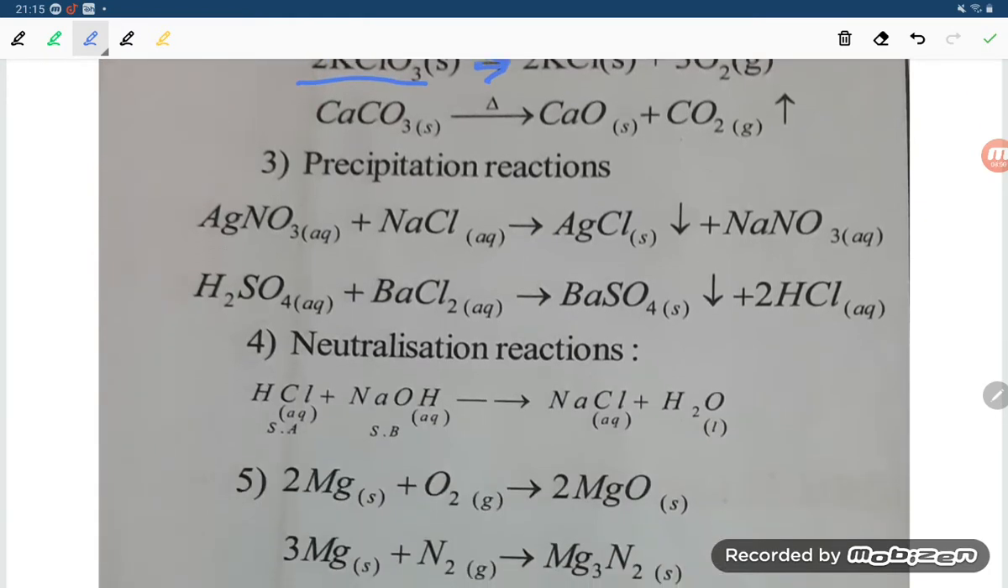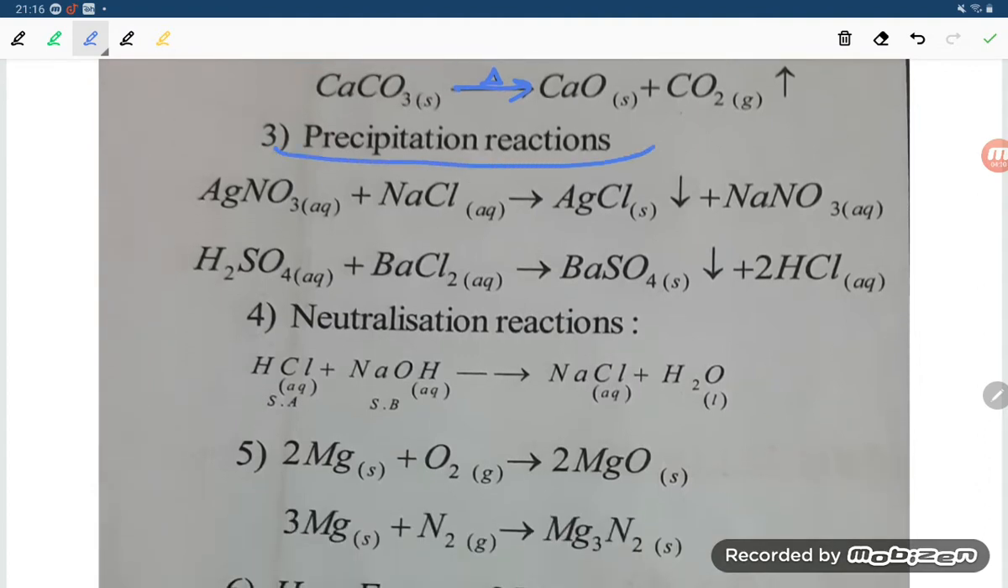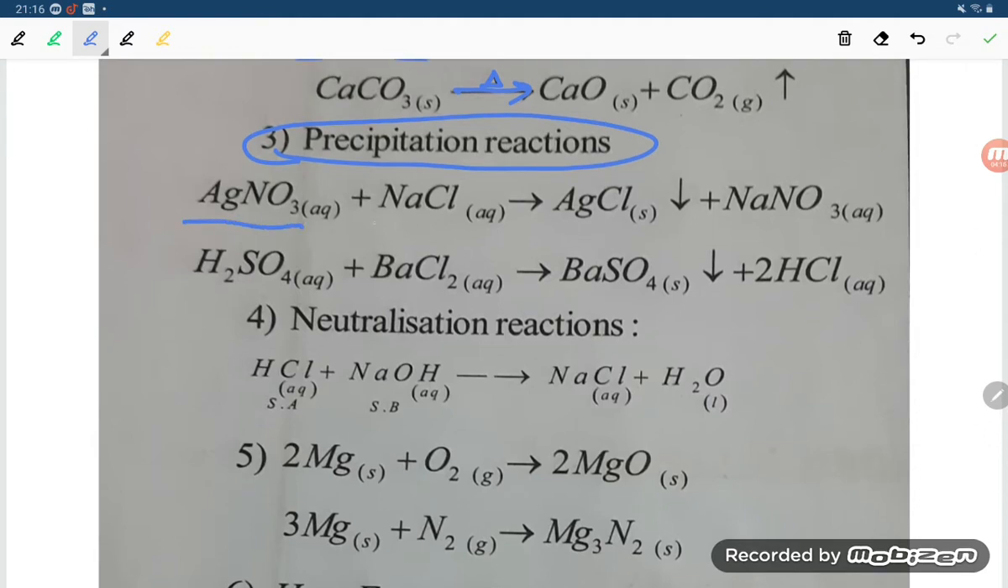Like calcium carbonate, on heating it converts into calcium oxide and carbon dioxide. It is also a one way process. Next, precipitation reactions are also irreversible reactions. For example, silver nitrate and sodium chloride form AgCl and NaNO3. It is an irreversible reaction, students.